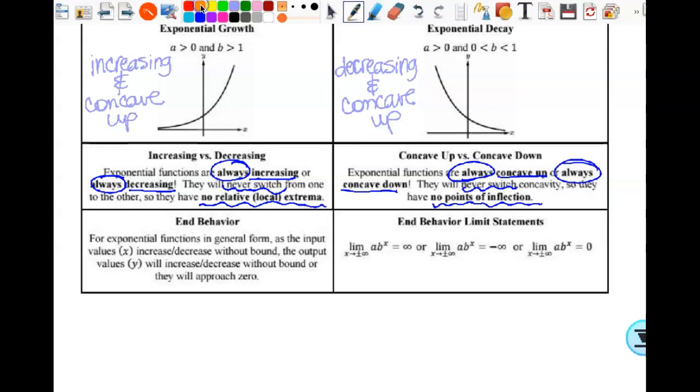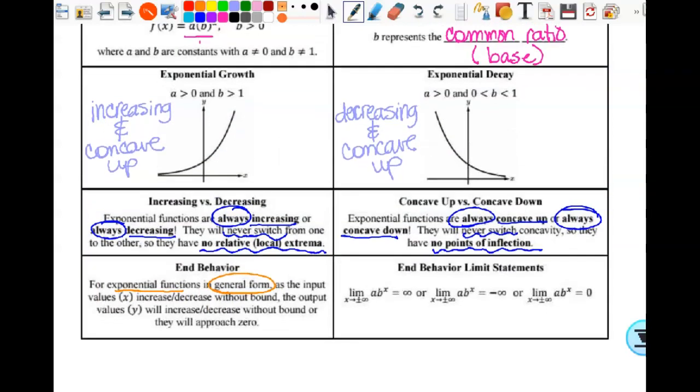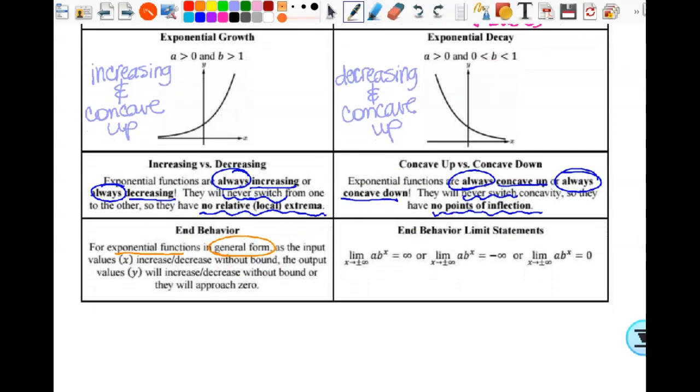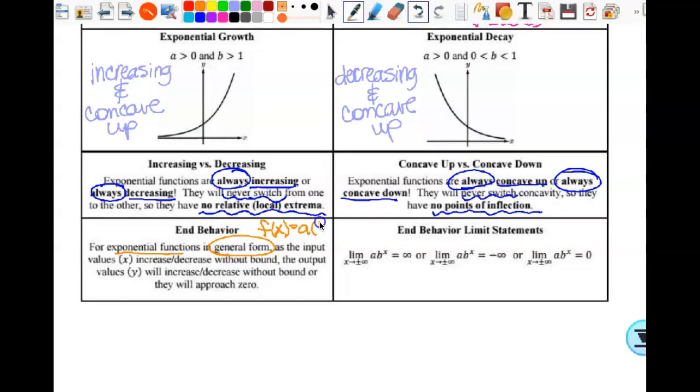All right, so then let's talk about end behavior. For exponential functions in general form, your general form, remember, is f of x equals a times b to the x. So we don't have any translations, right? We're not adding anything to the end or whatever.